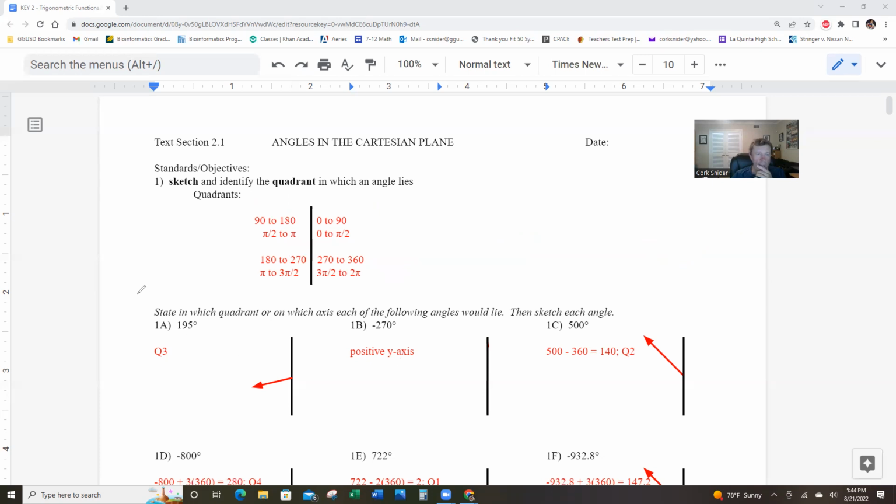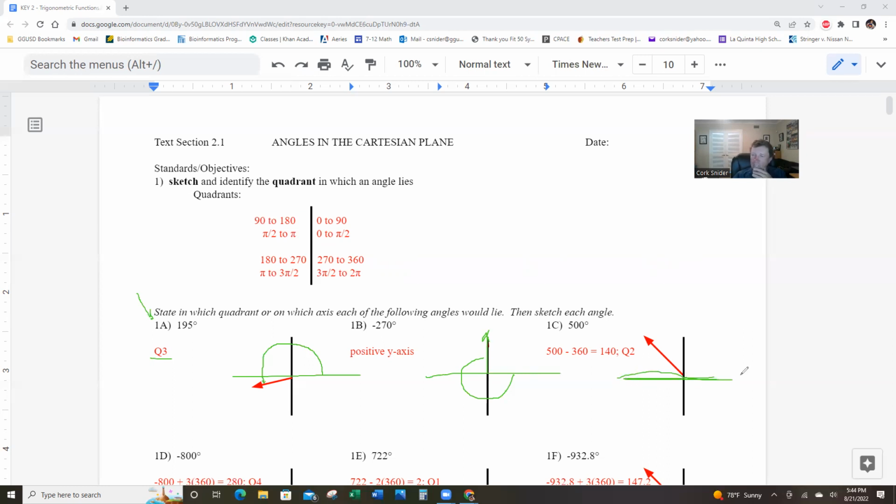Now, question 1a, which quadrant is 195 degrees in? Okay, so this is standard position. So 195 degrees positive goes this way right here to 180 and a little further, 15 degrees into quadrant 3. Negative 270 degrees. Now a negative angle goes this direction. So negative 270 is going to end up being the positive y-axis right there. It's actually not in a quadrant. It's not in quadrant 1 nor in quadrant 2.